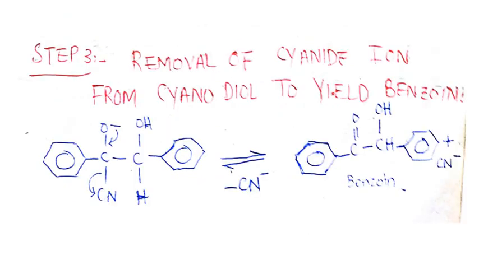In the third step, removal of the cyanide ion from the cyanodiol yields the benzoin. Here the negative charge on oxygen will be shifted between the oxygen and the carbon, and this carbon will satisfy its bond valency by removing this CN group as a cyanide ion from the system, and the carbonyl double bond electron density will be restored, and this cyanide will be removed from the system as CN negative. It means that it is acting as a kind of catalyst, and it is restored.